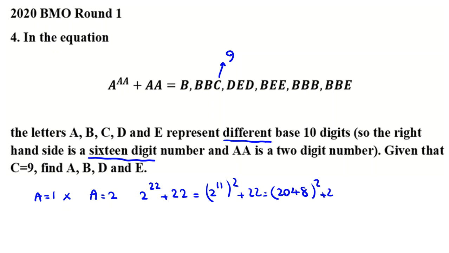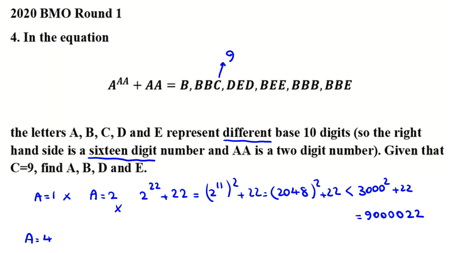2048 squared plus 22. You can say it's less than 3000 squared plus 22, which will be 9 and 6 zeros. If you add 22, it is still not a 16-digit number. We should increase A. I want to say A equal to 3 is okay. So let's check A equal to 4. I want to say A equal to 4 will be so much greater than this, and then we conclude A is 3. So let's reject A equal to 4.